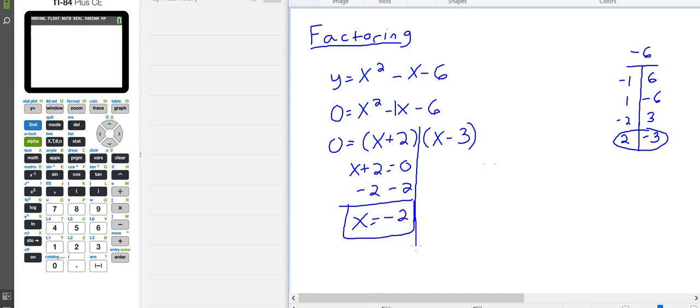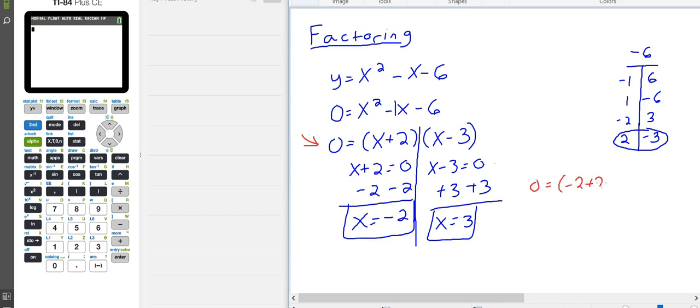And let's solve the other side. X minus 3 is equal to 0. Plus 3 and plus 3. X is equal to positive 3. Let's see if that's true. We're going to plug in at this step over here. Let's start with x is equal to negative 2. 0 is equal to negative 2 plus 2 times x minus 3. Negative 2 plus 2 is 0, so we have 0 times x minus 3, and 0 times anything is just 0, so 0 is equal to 0, and x is equal to negative 2 makes the equation true. So that one is correct.